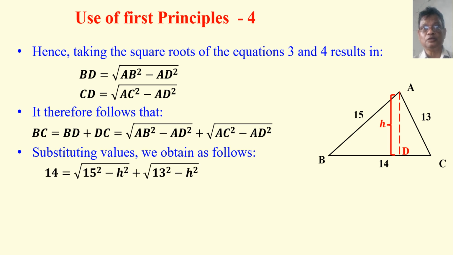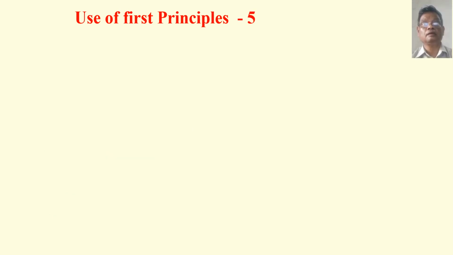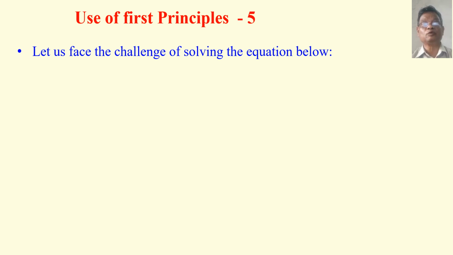14 is equal to square root of 15 squared minus h squared plus square root of 13 squared minus h squared. Now, the task is to solve for h. Obviously, it is not a simple first degree equation, but one involving radicals. Let us face the challenge of solving the equation below. 14 is equal to square root of 15 squared minus h squared plus square root of 13 squared minus h squared.